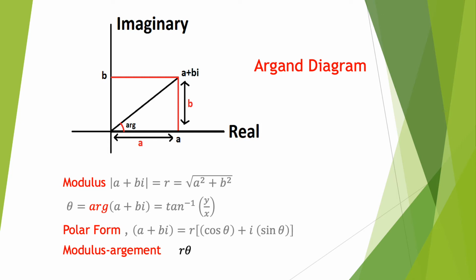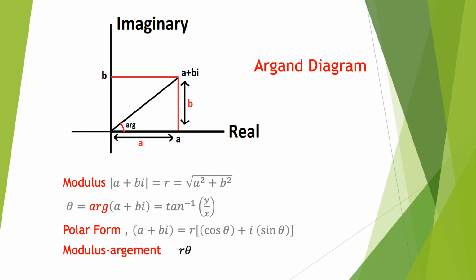An Argand diagram plots complex numbers as points in the complex plane, using the x-axis as the real axis and the y-axis as the imaginary axis. In the previous lesson, we learned how to find the modulus and argument of a complex number in Cartesian form and express the complex number in polar form.